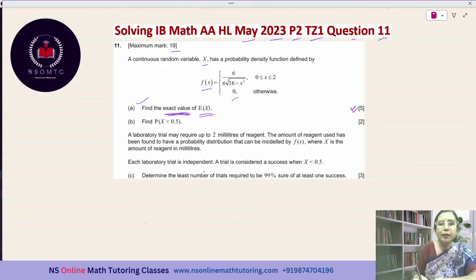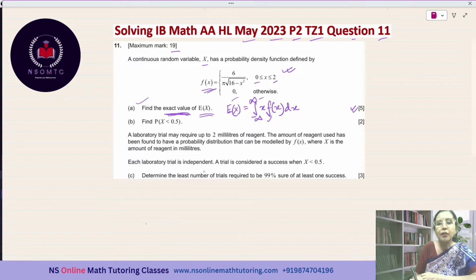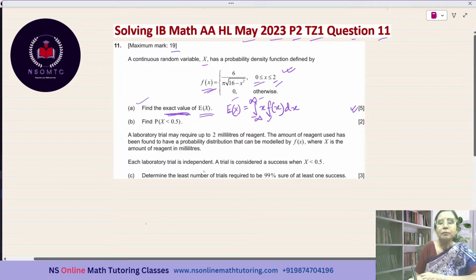Let me just write the formula for the expected value. It is in the formula booklet. It is the integral from negative infinity to positive infinity of x times f of x dx. But for this question, f of x has a non-zero expression only for x values lying between 0 and 2, both included. So these limits should be changed from negative infinity to positive infinity, to from 0 to 2.